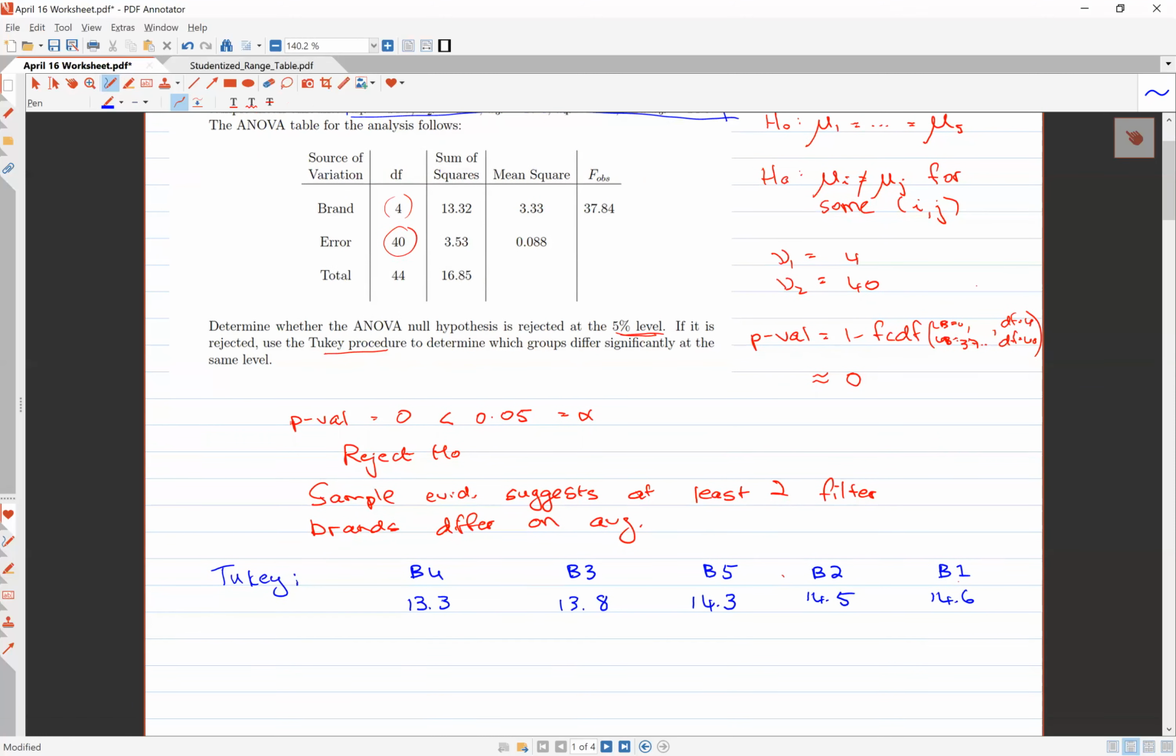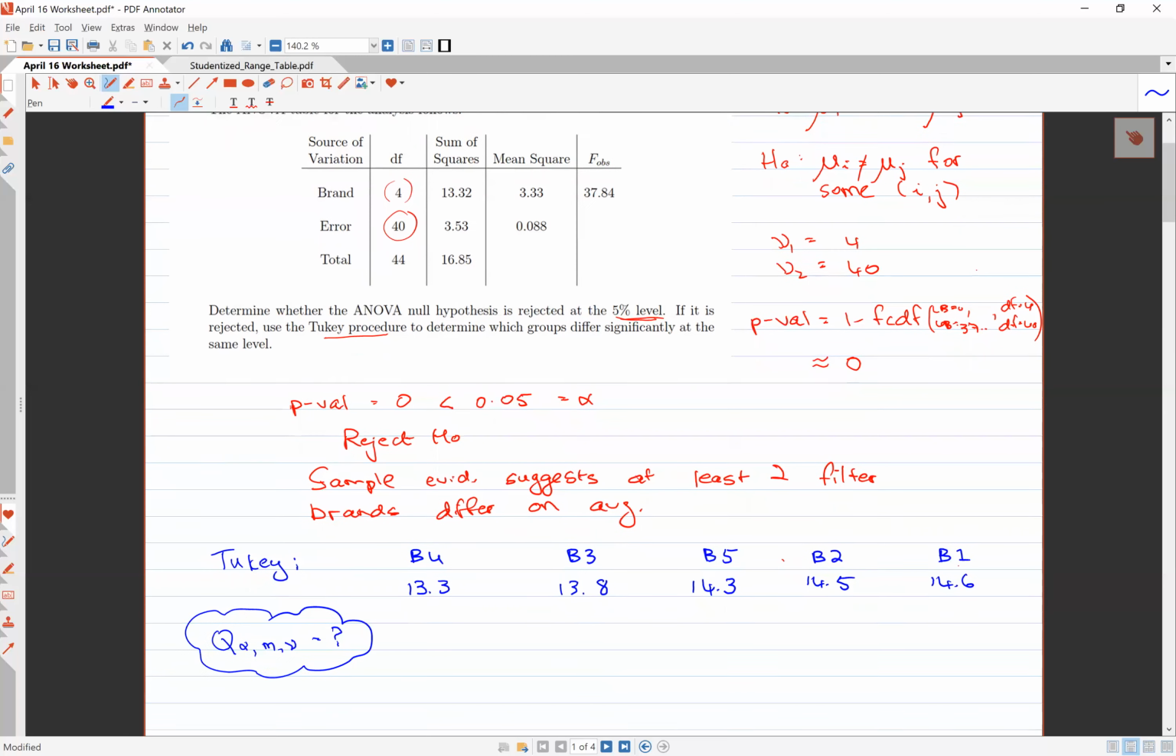So one thing that we do know, if nothing else, we would probably conclude that brand 4 and brand 1 differ from one another because they're the furthest apart, but we want to make a more specific determination than that. So we need to calculate the relevant value from the studentized range distribution. We need to find the value Q of alpha, M, and nu. So this we find in our studentized range table.